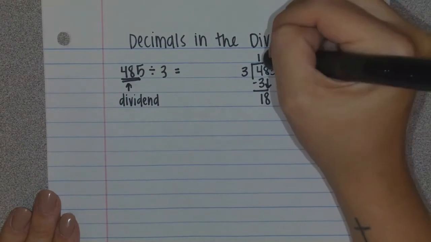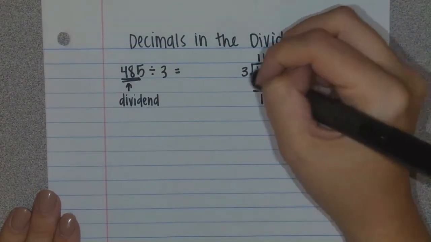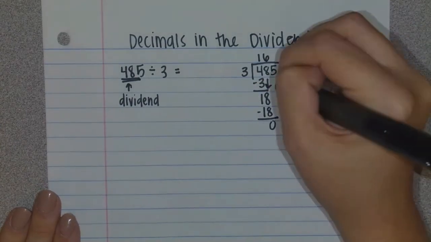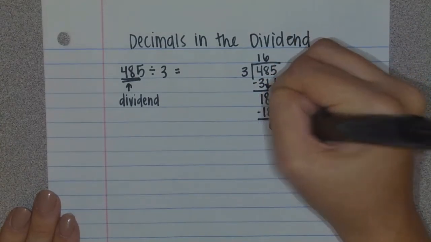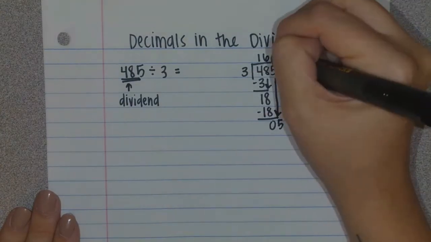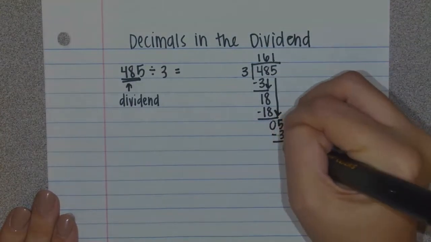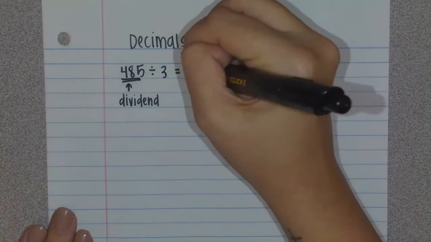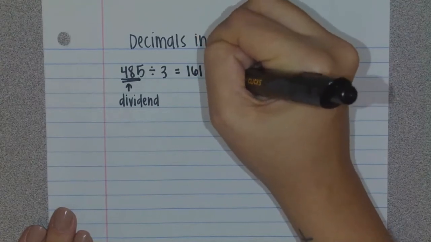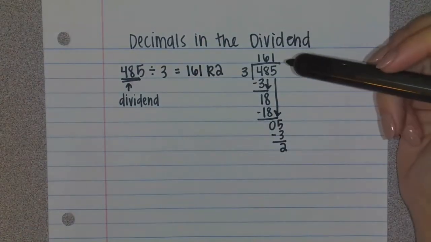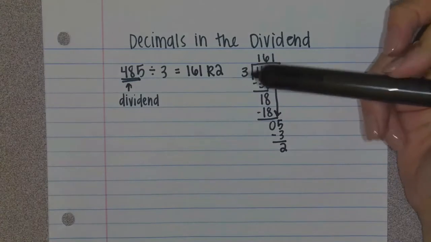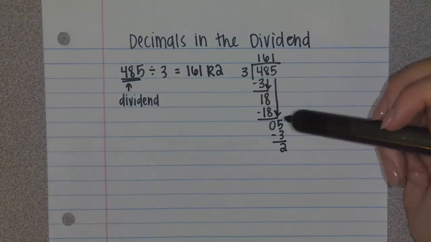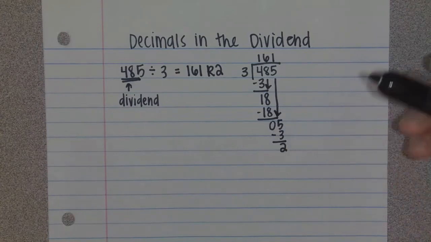So 3 goes into 18 a total of 6 times. 6 times 3 is exactly 18. When I subtract, I get 0. And then I bring down the 5. And again, 3 goes into 5 just one time. When I subtract, I get 2. And then normally our answer would be 161 with a remainder of 2. But after we learn about decimals in the dividend, remainders disappear. They do not exist anymore. We have a new way of dealing with that part that is left over.